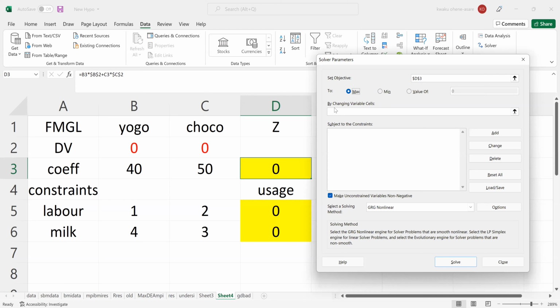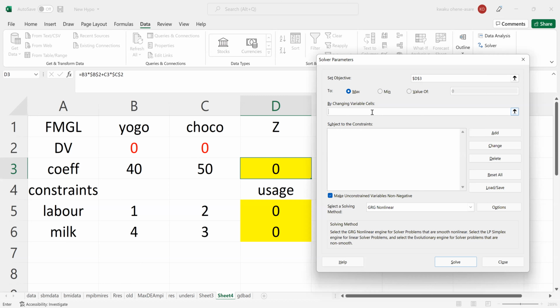Okay, once you are done with that, go to the next one, which is by changing variable cells. By changing variable cells is the name Excel gives to the decision variables. You see, the decision variables as it stands now is 0, 0, and it will change. And so Excel calls it by changing variable cells. Click there and you see that the cursor is blank.